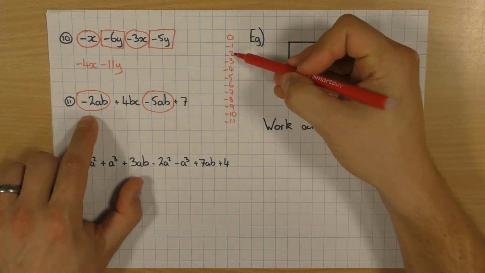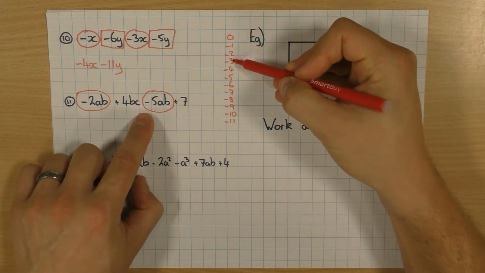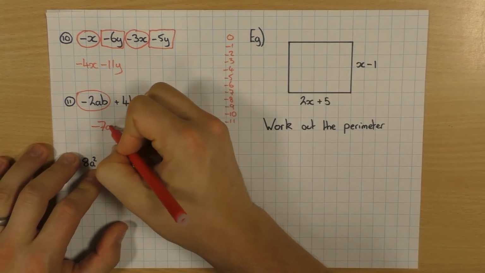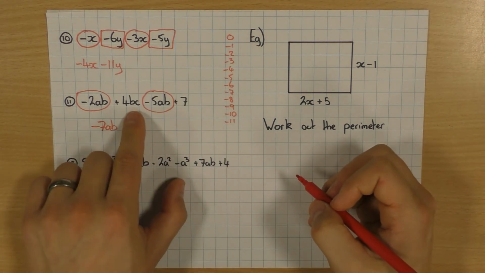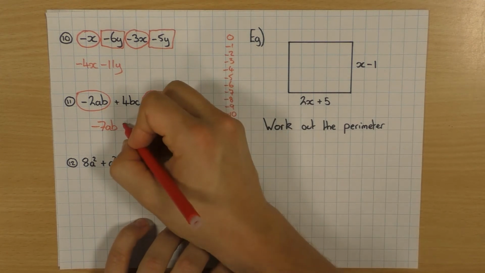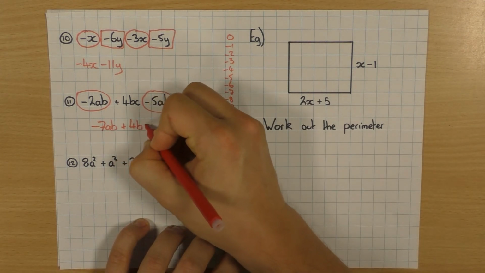Minus 2AB, take away 5AB. So again, I'm going to my number line. Minus 2, take away 5. 1, 2, 3, 4, 5. Minus 7AB. That's a BC, and that's just a number. Nothing similar there, no like terms. So I can't simplify them, so I just leave it.